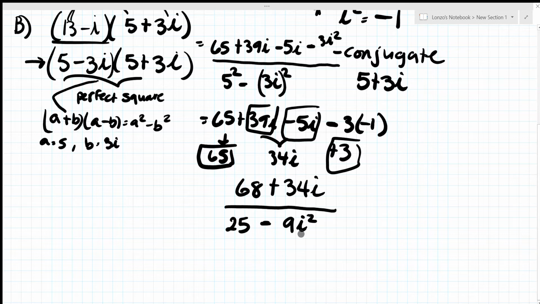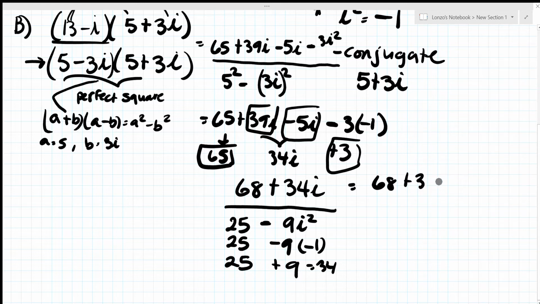And remember i squared is -1, so it's going to be -1 times, and then we distribute that 9, so it's -9, and then bring down that 25. So -9 times -1 is +9, and then bring that 25. So 25 plus 9 is 34. So if we were to simplify it, it's 68 plus 34i all over 34.